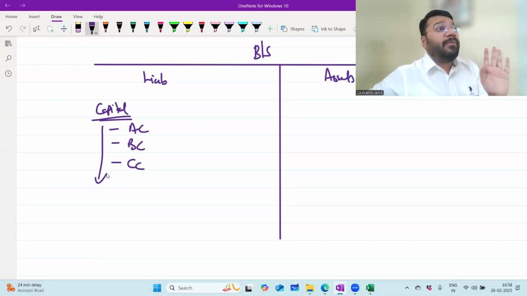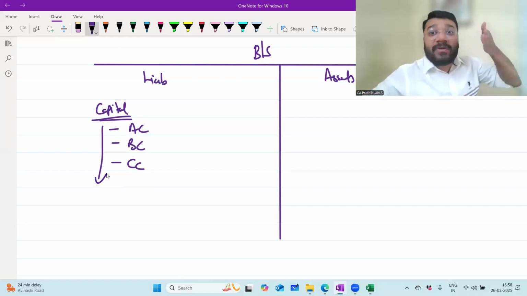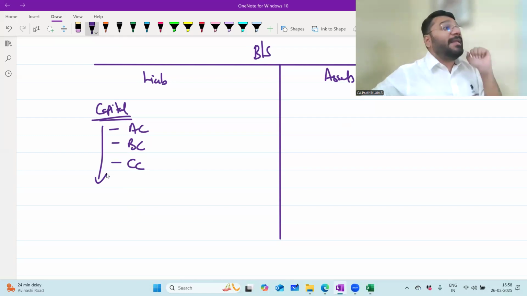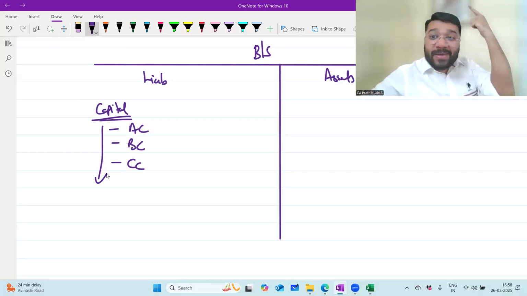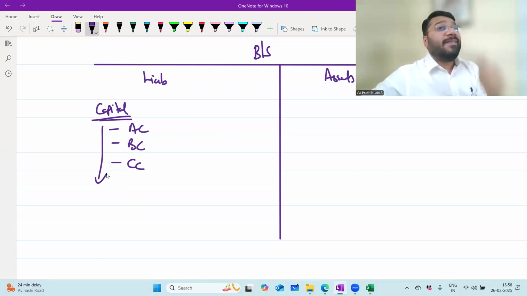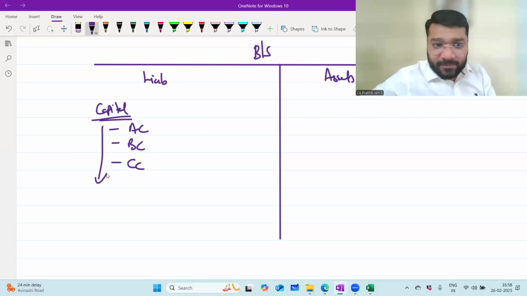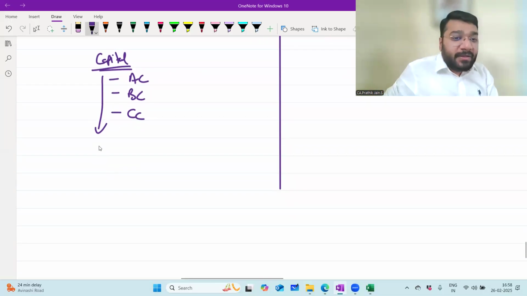So if I have a firm in which there are 50 partners, then I have to write 50 partners' capital accounts one after the other. Please tell me, in that case, this balance sheet will run for how many pages? More than one page. Correct? Do you agree with me? Yes, sir.